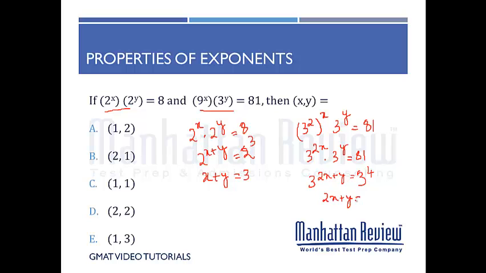As we all know, when we have the same bases on either side of an equation, we can equate their powers. We have two simultaneous equations now: x plus y is equal to 3 and 2x plus y is equal to 4. Once we solve these two equations, we get x is equal to 1 and y is equal to 2. So the correct answer to this question is answer choice A.